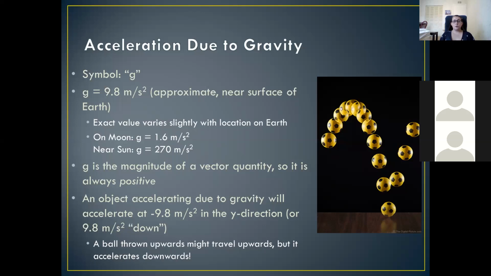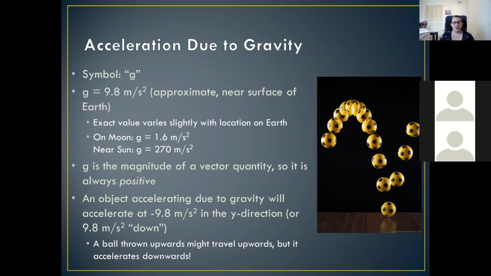Okay, so on the moon, just to give you a little bit of perspective, the acceleration due to gravity is 1.6 meters per second squared. So that's why you see all those videos of astronauts bouncing along the moon and they look like they're moving really slow, because gravity isn't pulling them down as hard. Near the sun, the acceleration due to gravity would be 270 meters per second squared. That's nuts. So the location on Earth affects the acceleration due to gravity, and your location in the solar system or in the universe affects it as well.